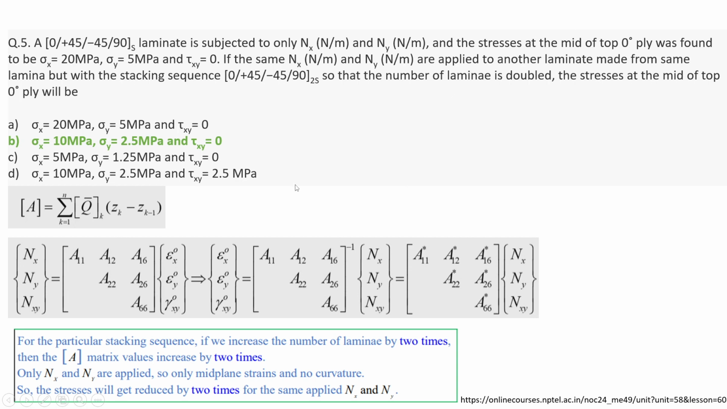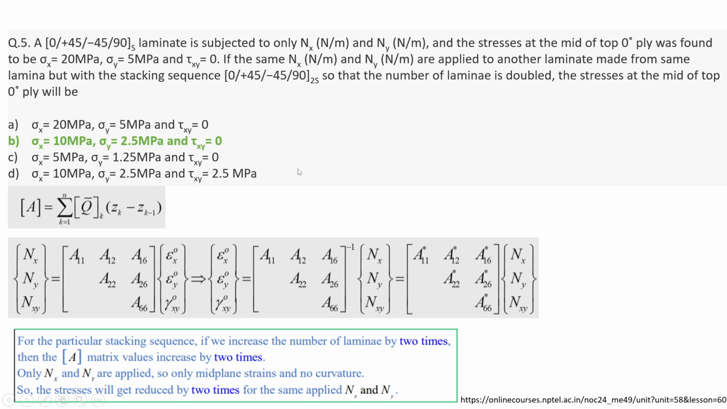Sorry, we have to find what will be the stresses at the 0-degree ply, which is at the top. For this sequence, the stresses sigma x, sigma y, and tau xy are already given. In the second case, they are doubling the number of laminas, and we have to find what the stress will be. So we have to consider these two cases and find a relation between them, such that knowing the stresses of one condition, we can find the stresses of the next condition with double the laminas.